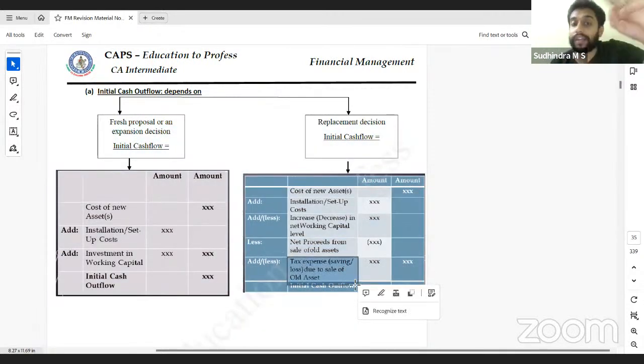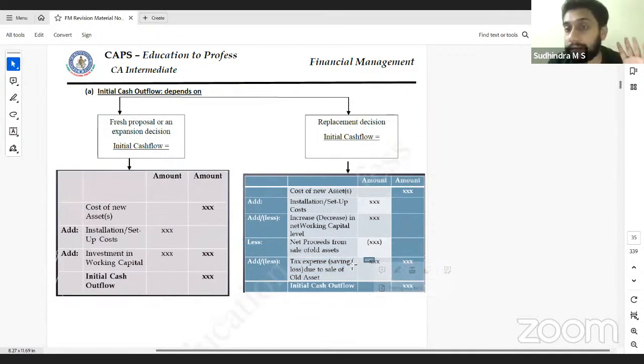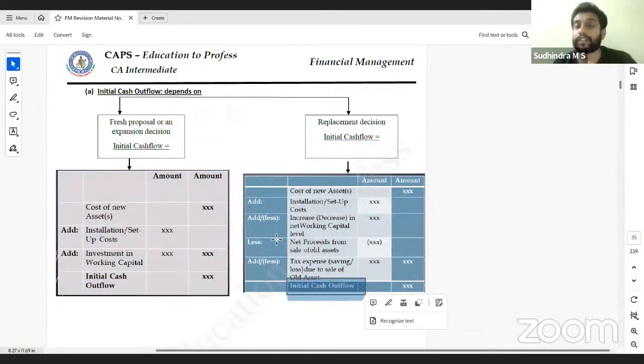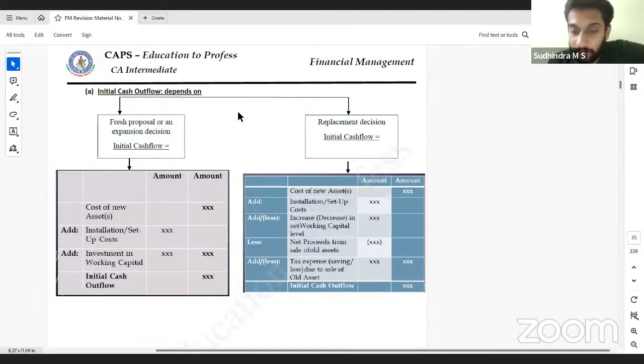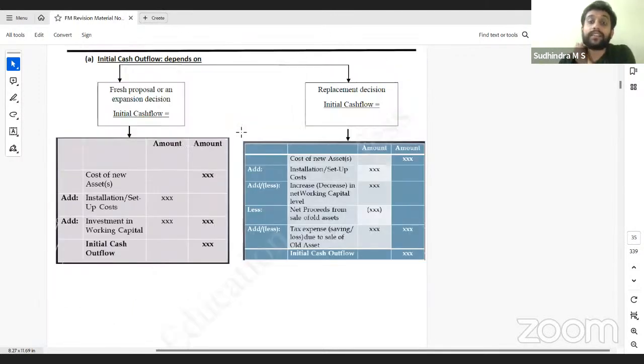So the tax impact, if any, if it is an expenditure, outflow, add it. If it is a savings, subtract it from the requirement. So this gives you the initial cash flow in case of replacement decision. So normally, what you have to focus on in cash outflow: purchase cost, installation cost, working capital. But in case of replacement decision, additionally, you will have sale value of old asset, and tax impact on that. Right? Additionally, two items come into picture in case of replacement decisions. Are we understanding? Yes, sir. This is for initial cash outflow.